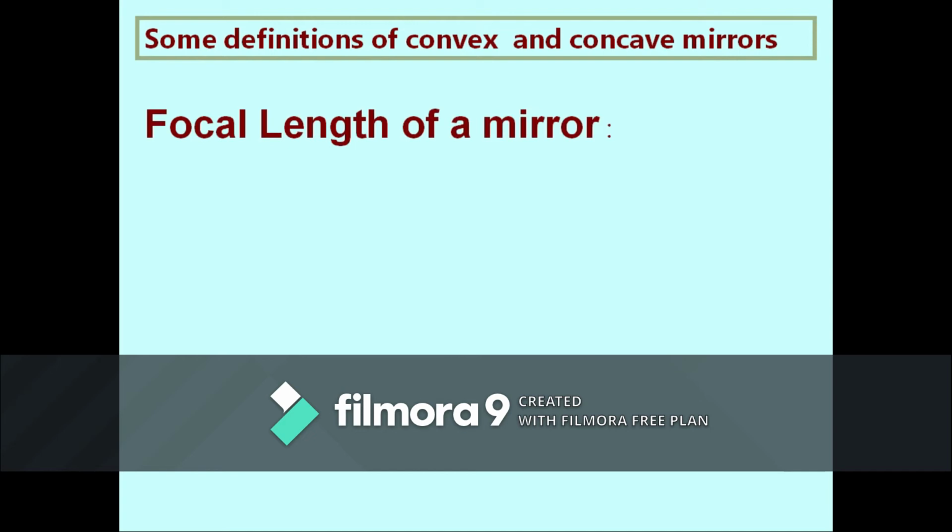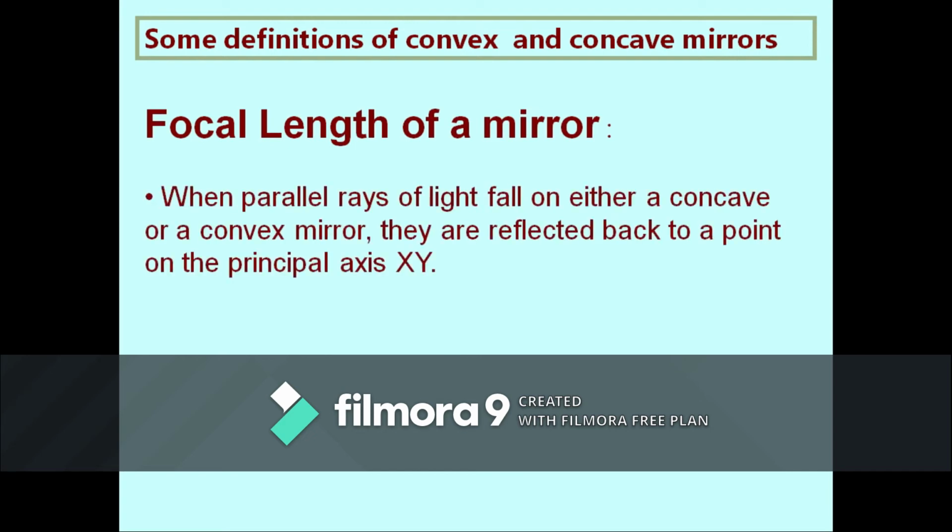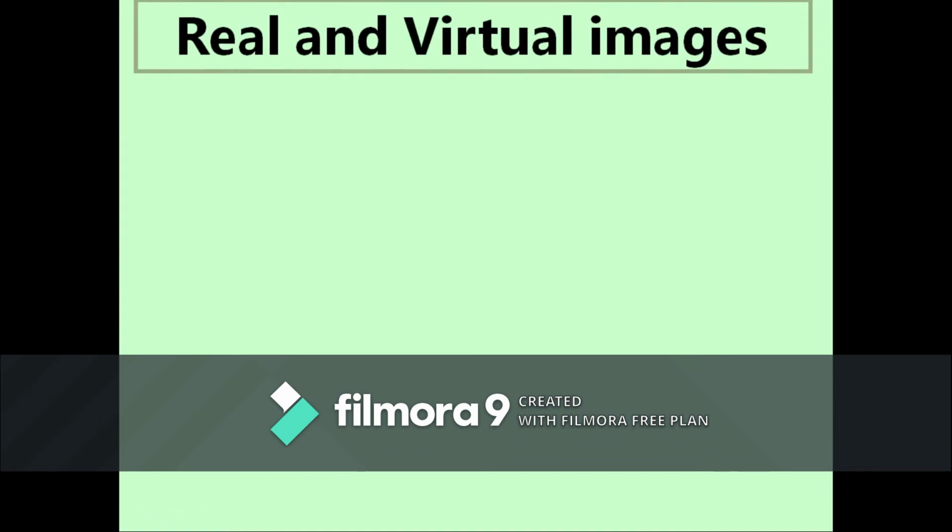The focal length of the mirror. When parallel rays of light fall on either a concave or a convex mirror, they're reflected back to a point on the principal axis, which is the focal point. The focus is where the image is formed of an object placed at a far distance. So, for example, if an object is placed at infinity, the image of the object will be formed exactly at the focal point.